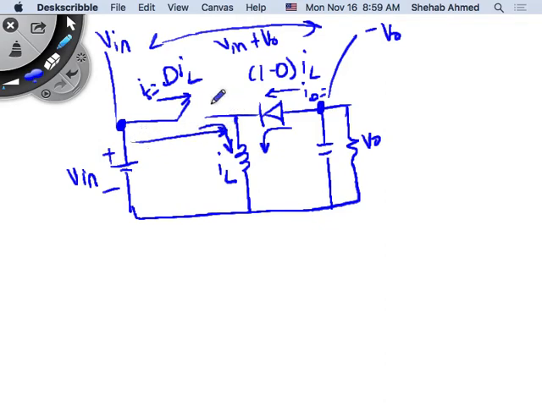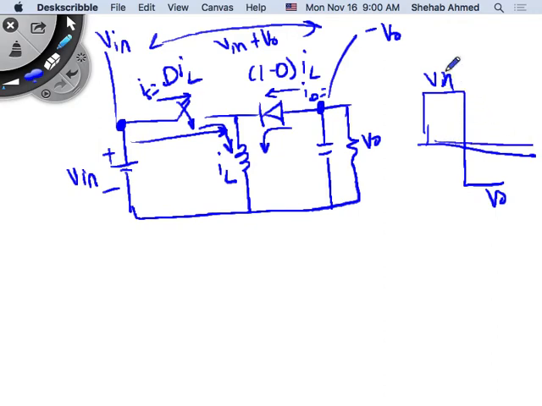So what is the voltage that you see here? When the switch is closed, we were seeing what voltage across the inductor? V input, right? Because the diode is open. When the switch is closed, the diode is open, so the switch has zero voltage. When the switch is open, what's the voltage across the inductor? V output, right? So we were seeing V input and V output across the inductor here.